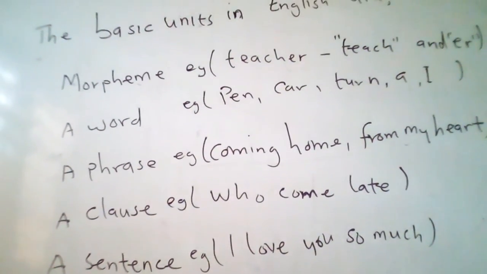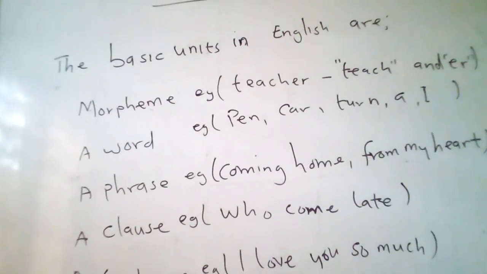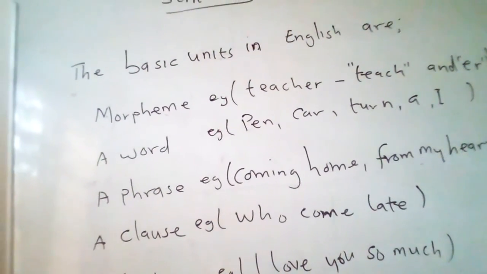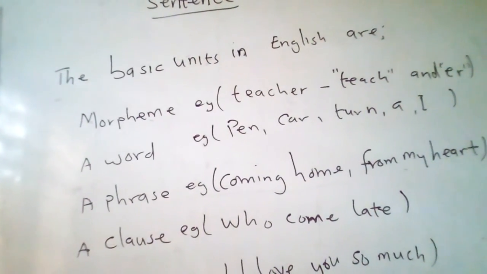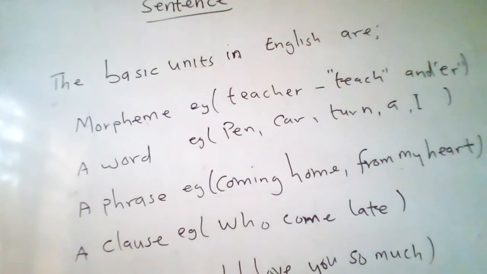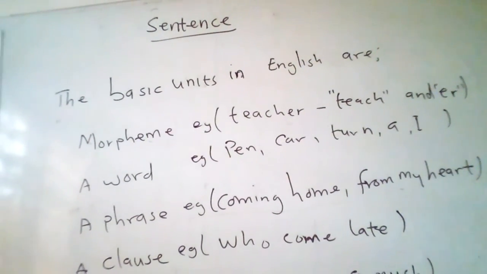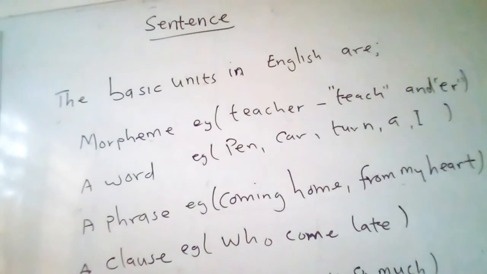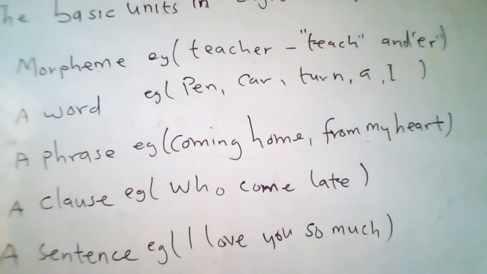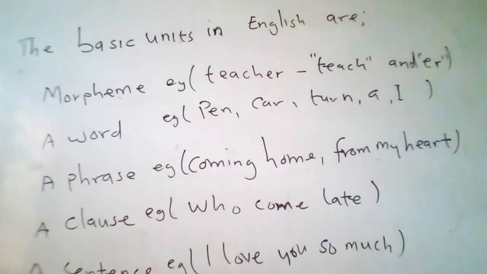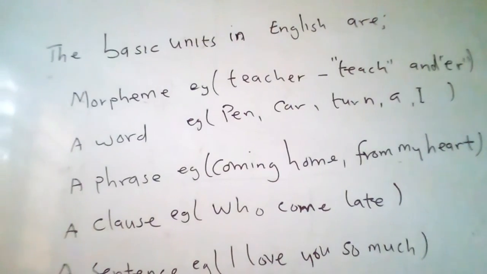So let's go to a clause. A clause is a group of words with a finite verb. A phrase is without a finite verb, but a clause has a finite verb. So a clause contains a subject and a verb called a finite verb, all in the same expression. The example there is what? Who come late. For example, the boy who come late. Who come late becomes the clause.